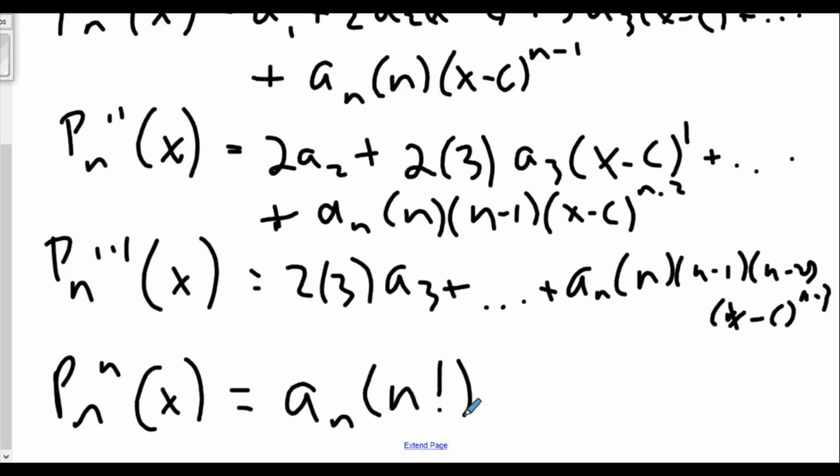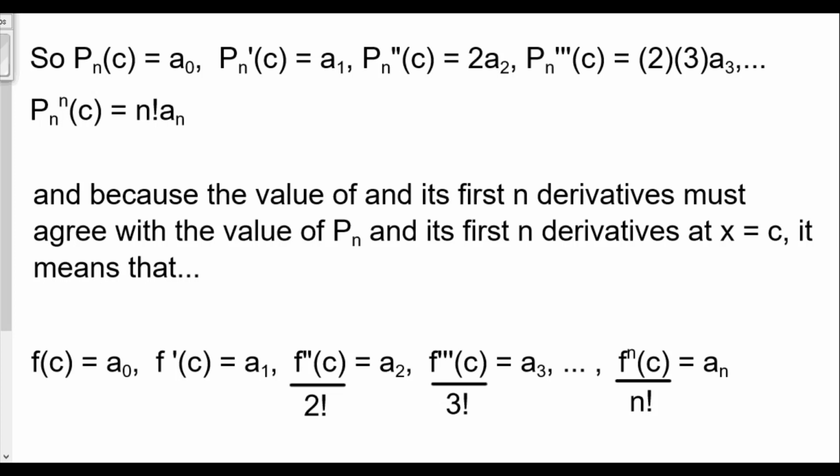All right? So now, because the value of f and its first n derivatives must agree with the value of P_n and its first n derivatives at x equals c, it means that f of c should be the first term a_0. f prime of c will be a_1, f double prime of c over 2 factorial will be a_2, and f triple prime of c over 3 factorial will be a_3, and the nth derivative of f at c over n factorial will be the a_n term.